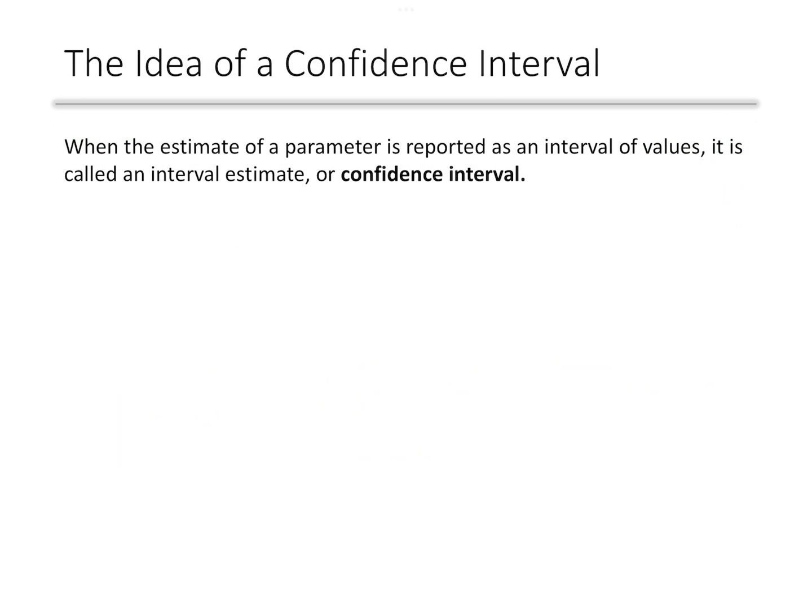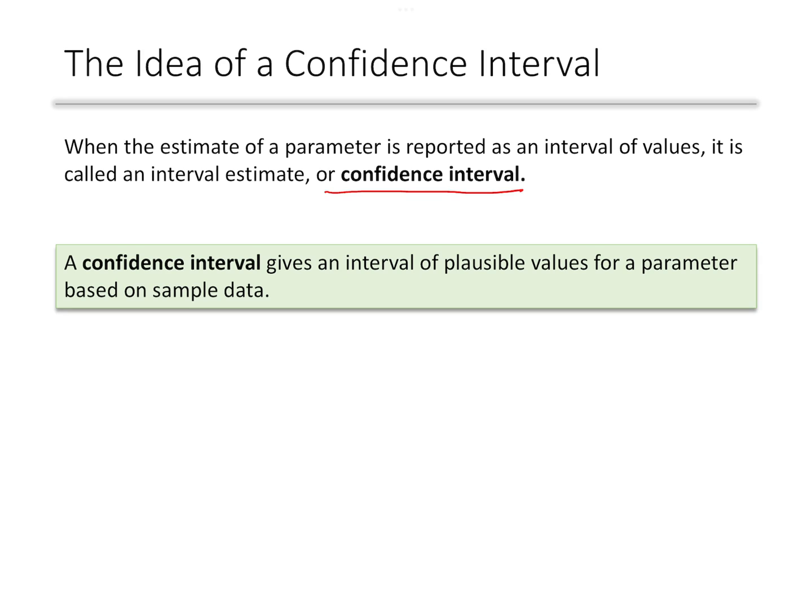Okay, so when we have an estimate of a parameter, we're going to report it as an interval of values of some kind. That interval of values is called our confidence interval. A confidence interval gives an interval of plausible values for a parameter based on sample data.